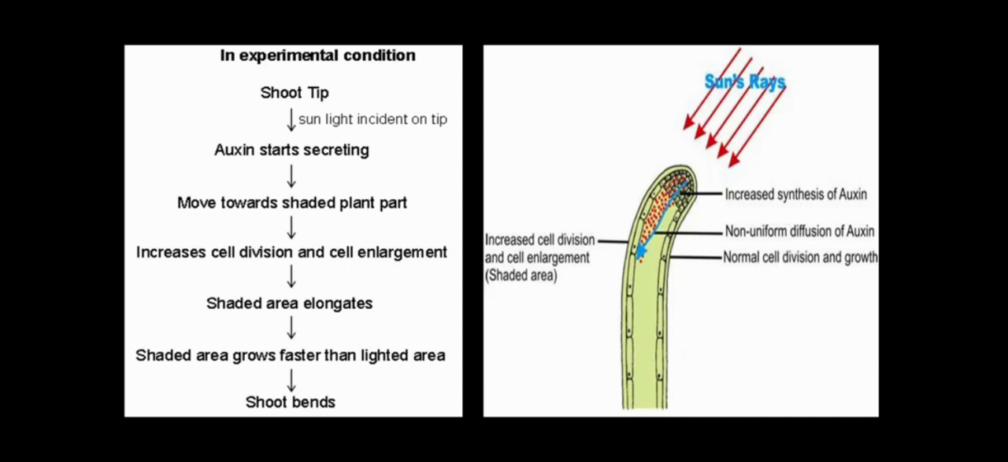As already told, the function of auxin is to stimulate the cells to grow longer, and there is increased cell division and cell growth in the shaded region, whereas the lighted region exhibits normal cell division and cell growth. Due to this increased cell division and cell growth, the shaded region grows faster than the lighted area, and as a result, the shoot bends towards light stimuli exhibiting positive phototropism.